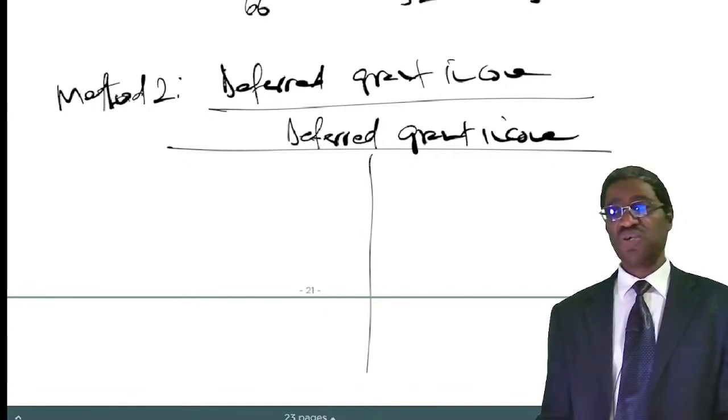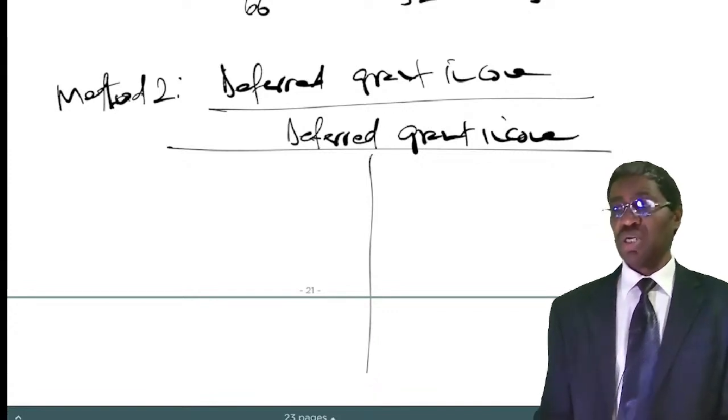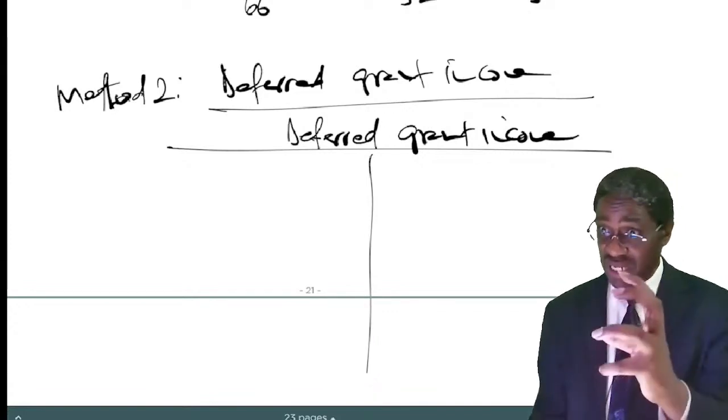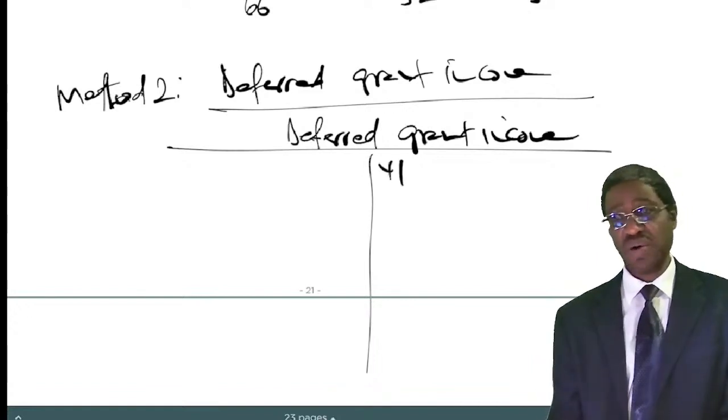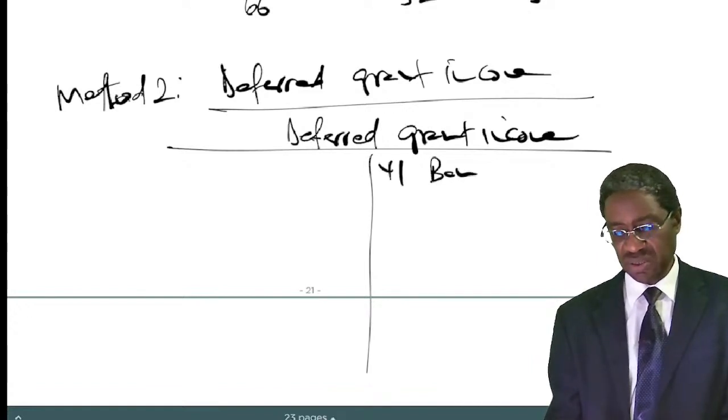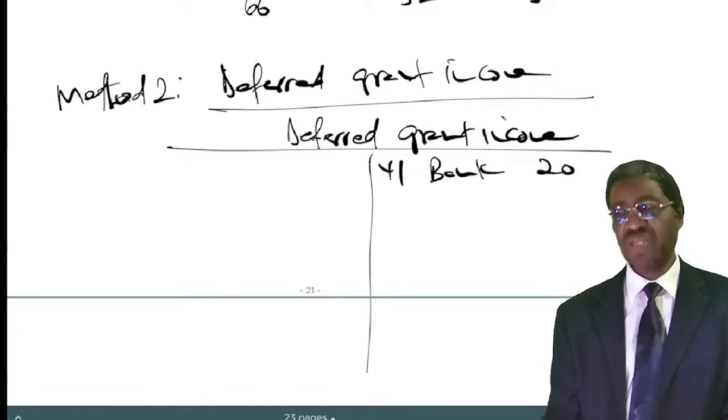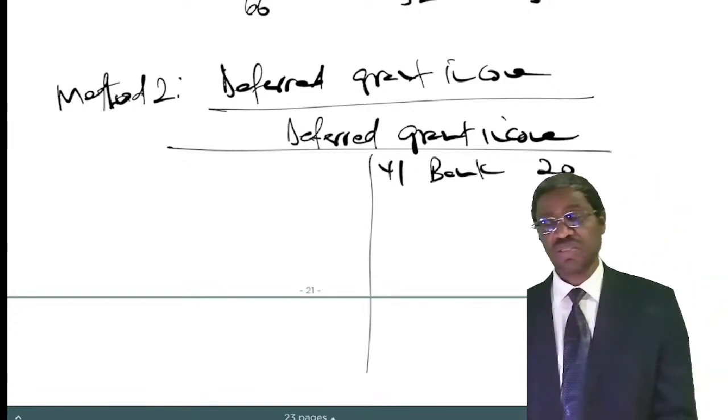So first year you received how much? You received a grant of 20 million. I told you, you have to debit bank and credit the grant. Come and see year 1, bank, 20 million. That's what we received.